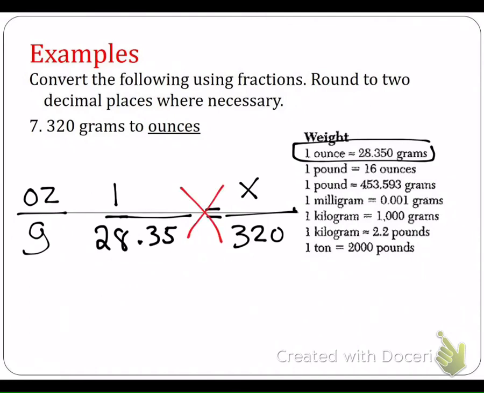Okay. When you cross multiply, we get 320 equals 28.35x. So we need to divide 320 divided by 28.35.